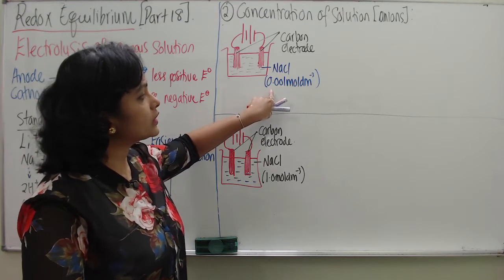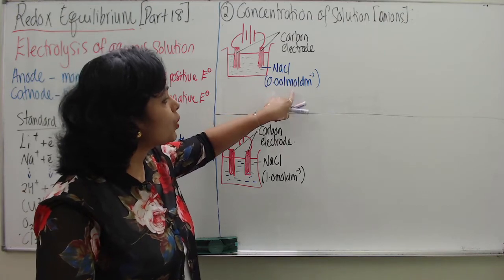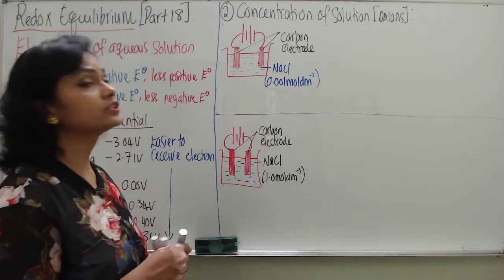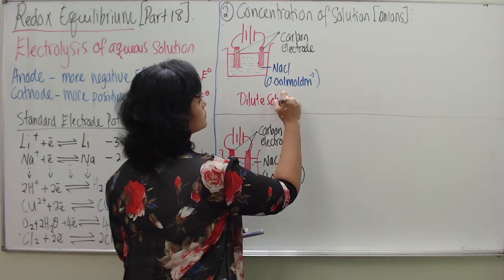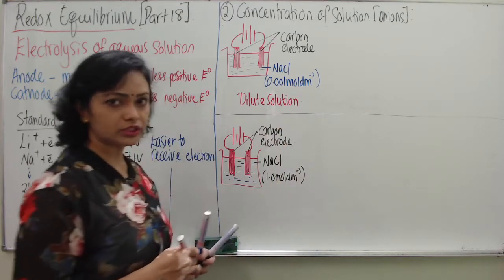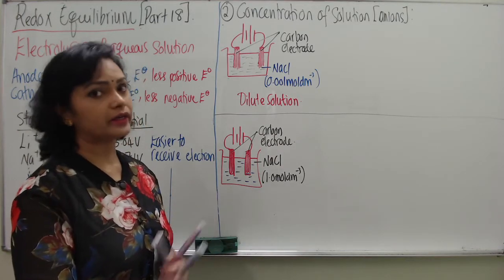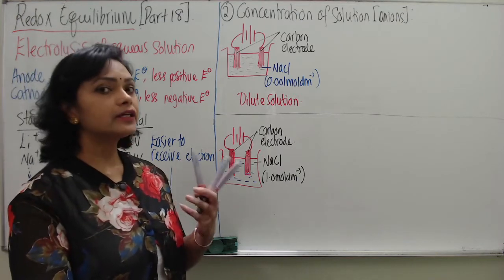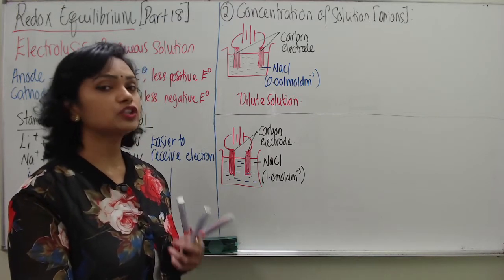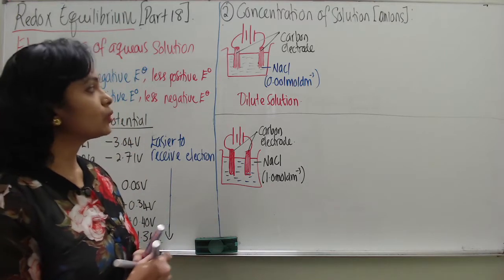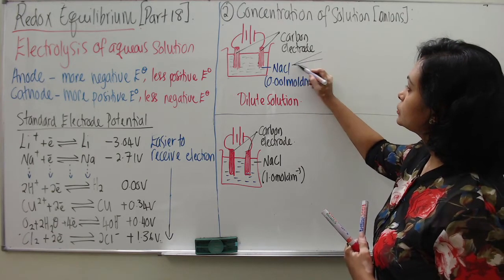Now, let's start on what happens. Sodium chloride, please note the molarity or the concentration of the solution, 0.001 mol per dm³. This shows that this is a dilute solution. A dilute solution has lesser than 1 mol dm⁻³ molarity. So students must remember that any aqueous solution with lesser than 1 mol per dm³ concentration is considered dilute.